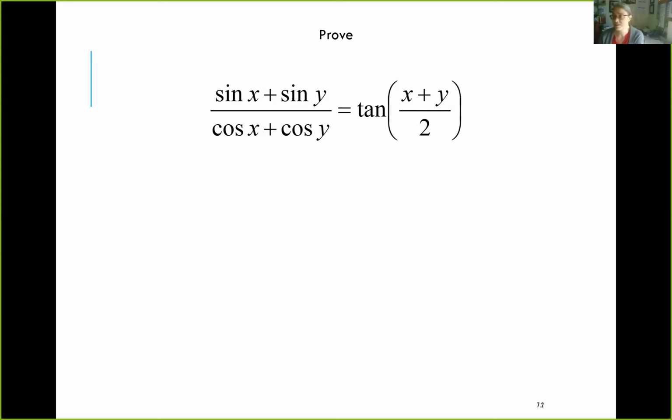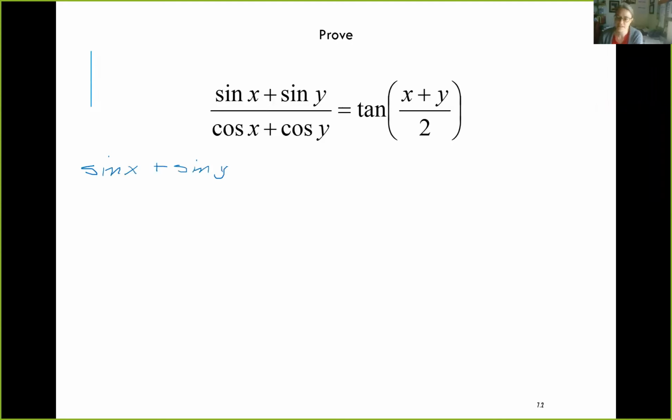We could start with either side, but we don't know how to handle what we have in here. We could maybe use our sum to product, but let's not. Let's start with the left-hand side and simplify it down to the right-hand side. In general, I will start with the more complex looking expression and simplify it to the simpler. So we're going to start with the left-hand side. So let's start with the numerator. The numerator is sine x plus sine y.